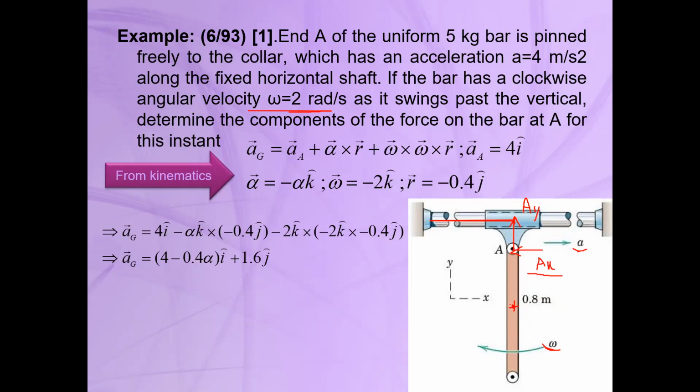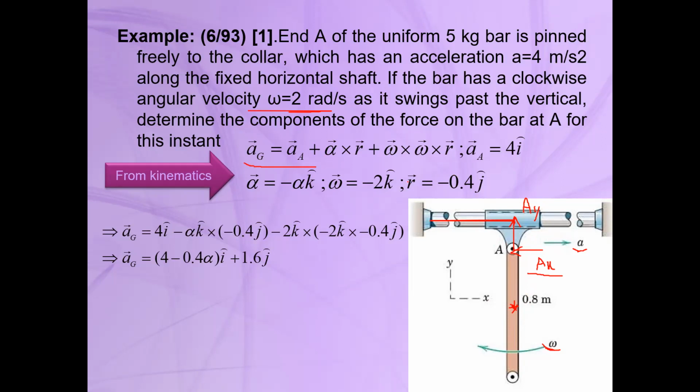And for this purpose, we need to obtain the acceleration of this point, the mass center. When we obtain the acceleration for the mass center, then we can find AX and AY from the equation of motion for this bar. So the first step, we need to obtain the acceleration for this center. And to obtain the acceleration for the mass center, we need the equations of kinematics from the previous chapter. And we can use, as you can see here, the equation of relative acceleration.